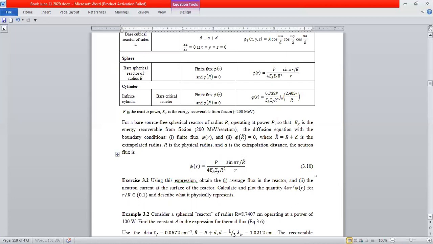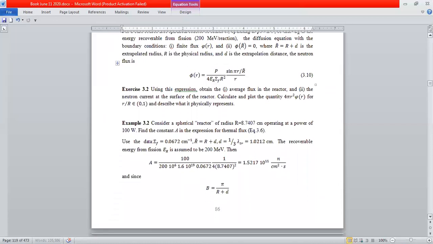Okay, now let's plot. So this exercise I'm giving you: use the expression to find the average flux in a reactor, the neutron current, calculate and plot the quantities 4 pi r squared phi for small r over big R from 0 all the way up to 1, so to the physical boundary, and describe what these quantities represent. So I'll let you do that yourself. And let's look at example 3.2.